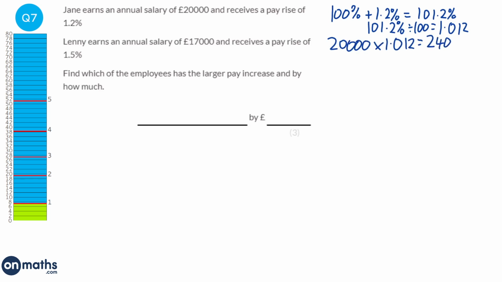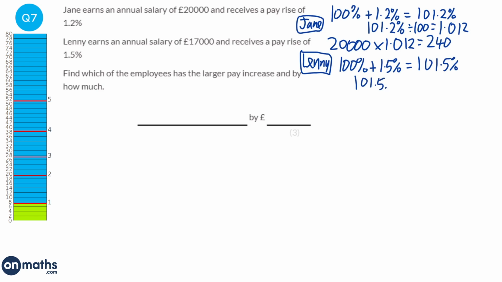Next we do the same for Lenny, so that is Jane. And so let's do Lenny. And so that's 100% plus the 1.5% will be 101.5%. Make that a multiplier. We divide that by 100, which gives us 1.015. And then finally what we do is we get the 17,000 times it by the multiplier.